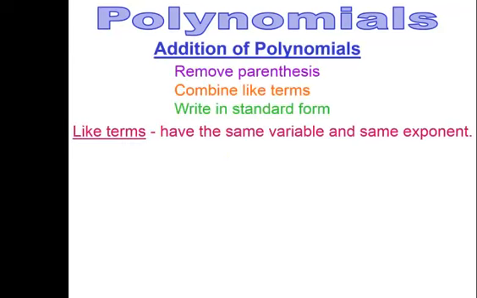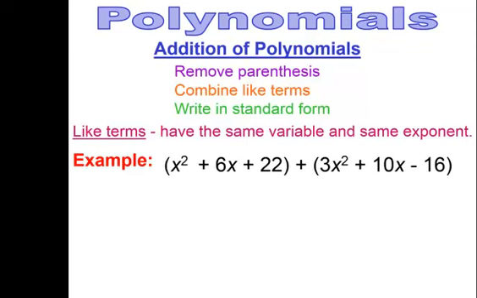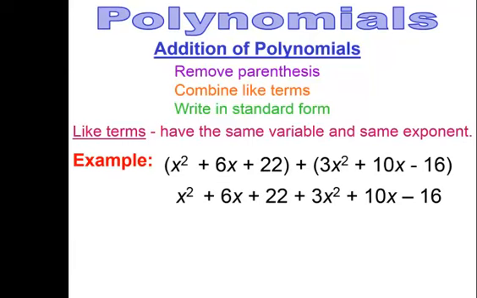So we're going to work with addition of polynomials. And when you have addition of polynomials, sometimes you will see polynomials with parentheses around them. So when you see polynomials with parentheses around them, and in between the two parentheses you see a plus sign, we have addition of polynomials. To add polynomials, you're simply going to remove the parentheses and then you're going to combine like terms.